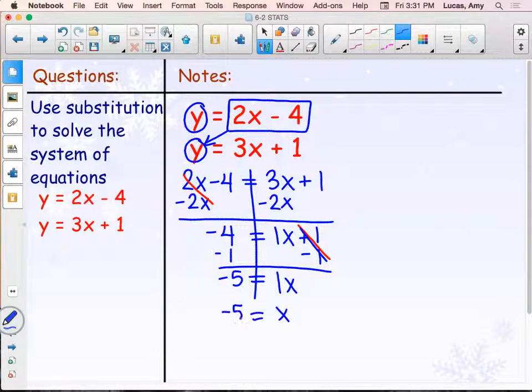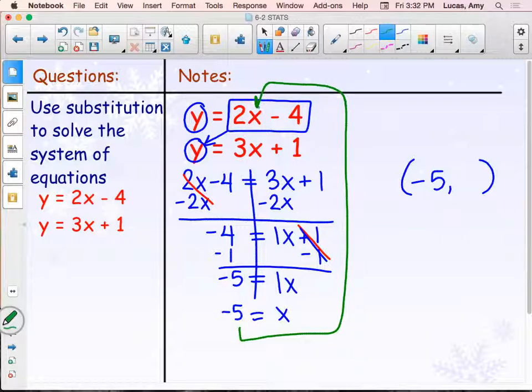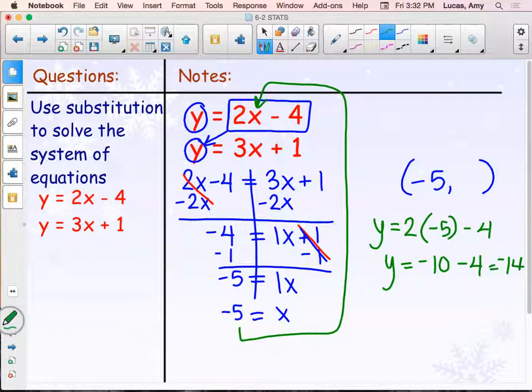So x equals negative 5. So negative 5 is my x coordinate. And then I go back up to the top and plug it in. Y equals 2 times x minus 4. 2 times negative 5 is negative 10. Minus 4 is negative 14. So the solution on this one is negative 5, negative 14.